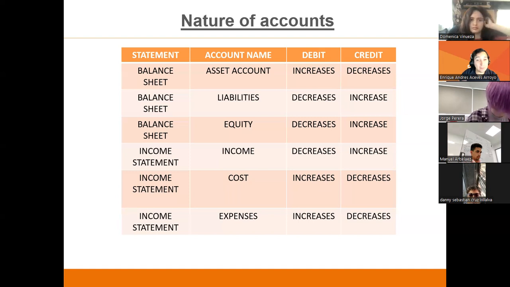This is one of the main issues that I have with my students, that they get confused. The other issue is that this doesn't mean that in an accounting system you won't have a credit in the asset. You will have credits in the assets.